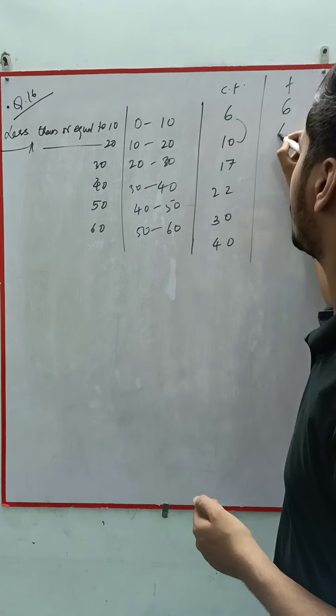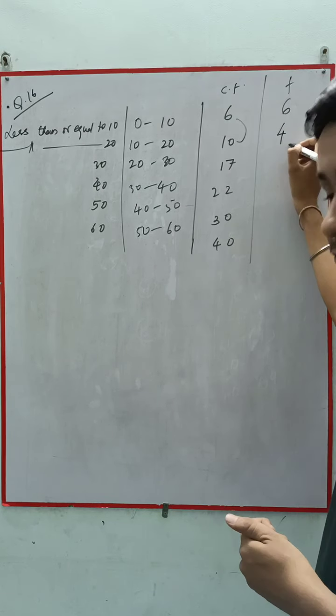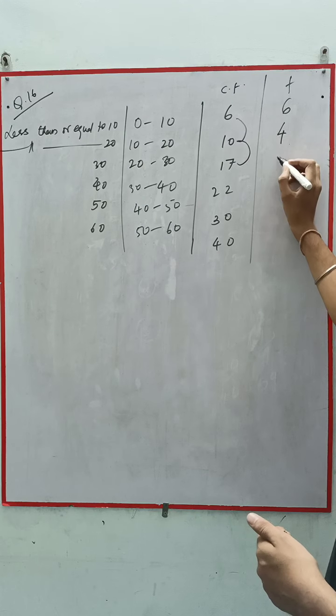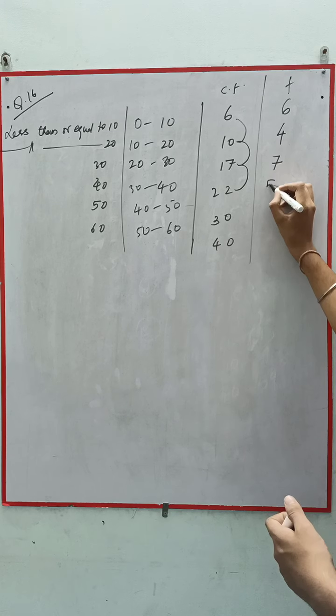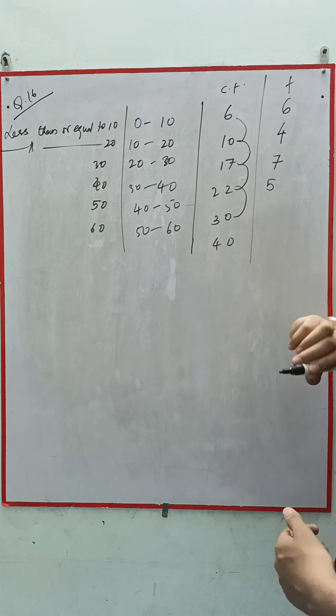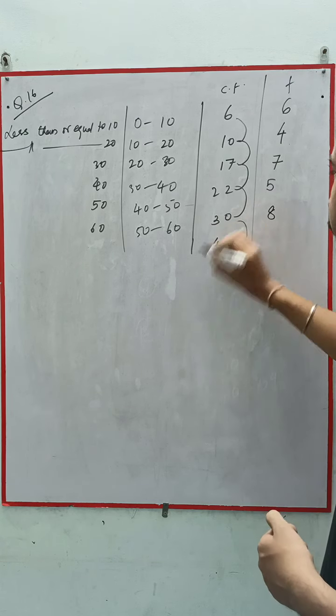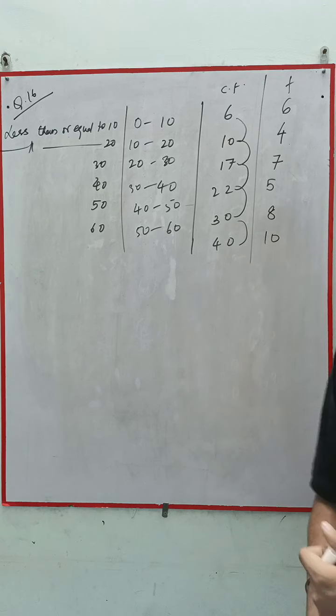10 minus 6 is how much? 4. So you need to write 4 here. 17 minus 10 will give you 7. 22 minus 17 will give you 5. 30 minus 22 will give you 8. And 40 minus 30 will give you 10.